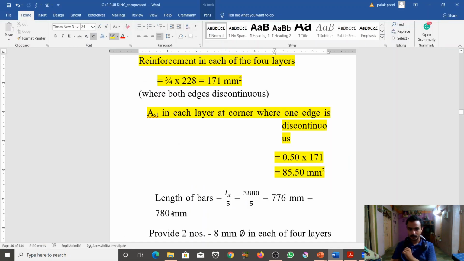So the length of bar is Lx by 5. I told you this span is the shorter span by 5. Lx by 5 is 3880 divided by 5. So the length of bar is 780 mm.